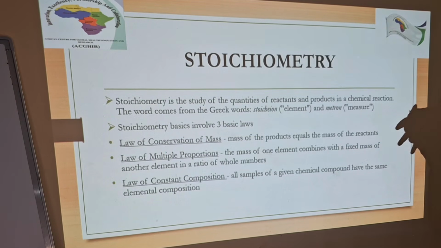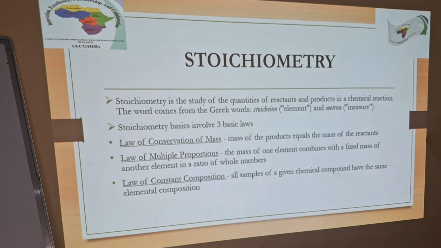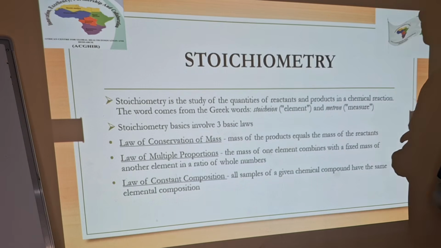Right. So stoichiometry, ladies and gentlemen, is the study of the quantities of reactants and products in a chemical reaction. The word came from the Greek words stoichion, which means element, and metron, which means measure. So basically, we are measuring elements.